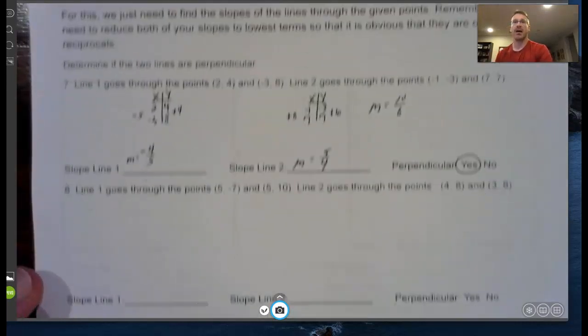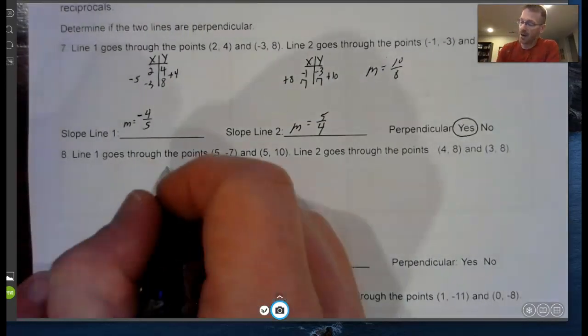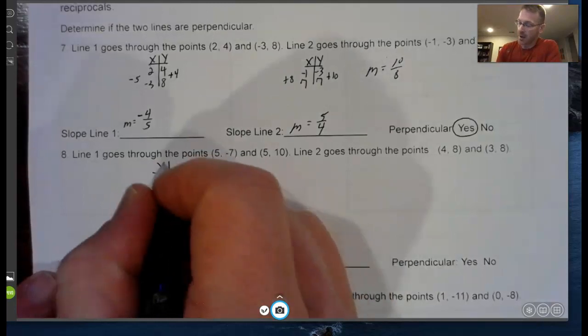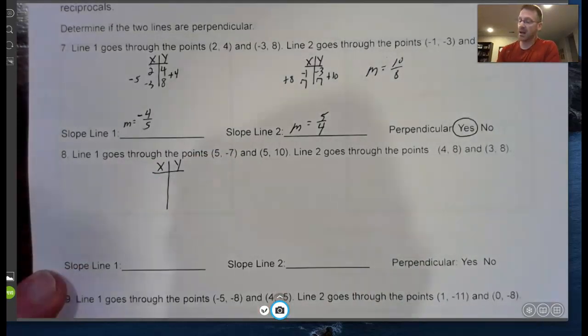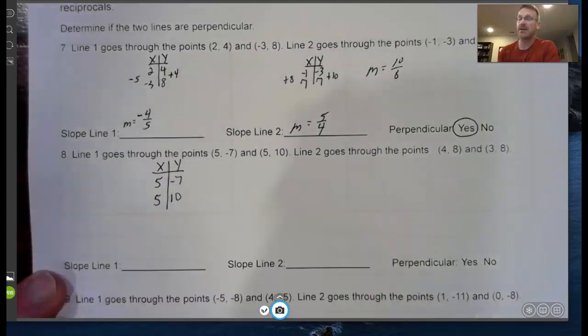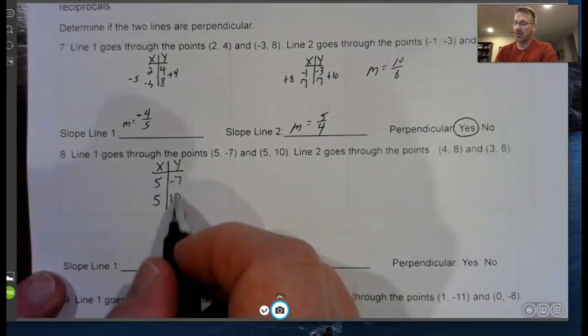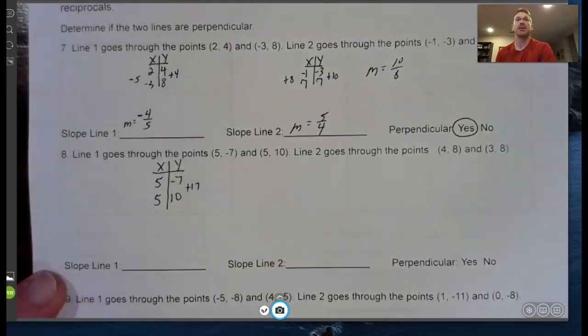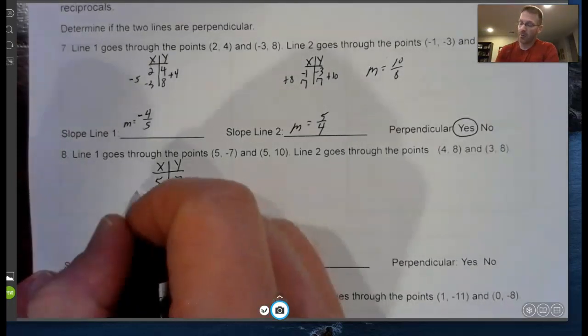All right, let's jump down to number 8 here. So same thing. Let's find our slopes right away. So make our quick XY table. We go through the point 5, negative 7. We go through the point 5, 10. Negative 7 to 10 is an increase of 17. So my rise is 17, but my run is 0.